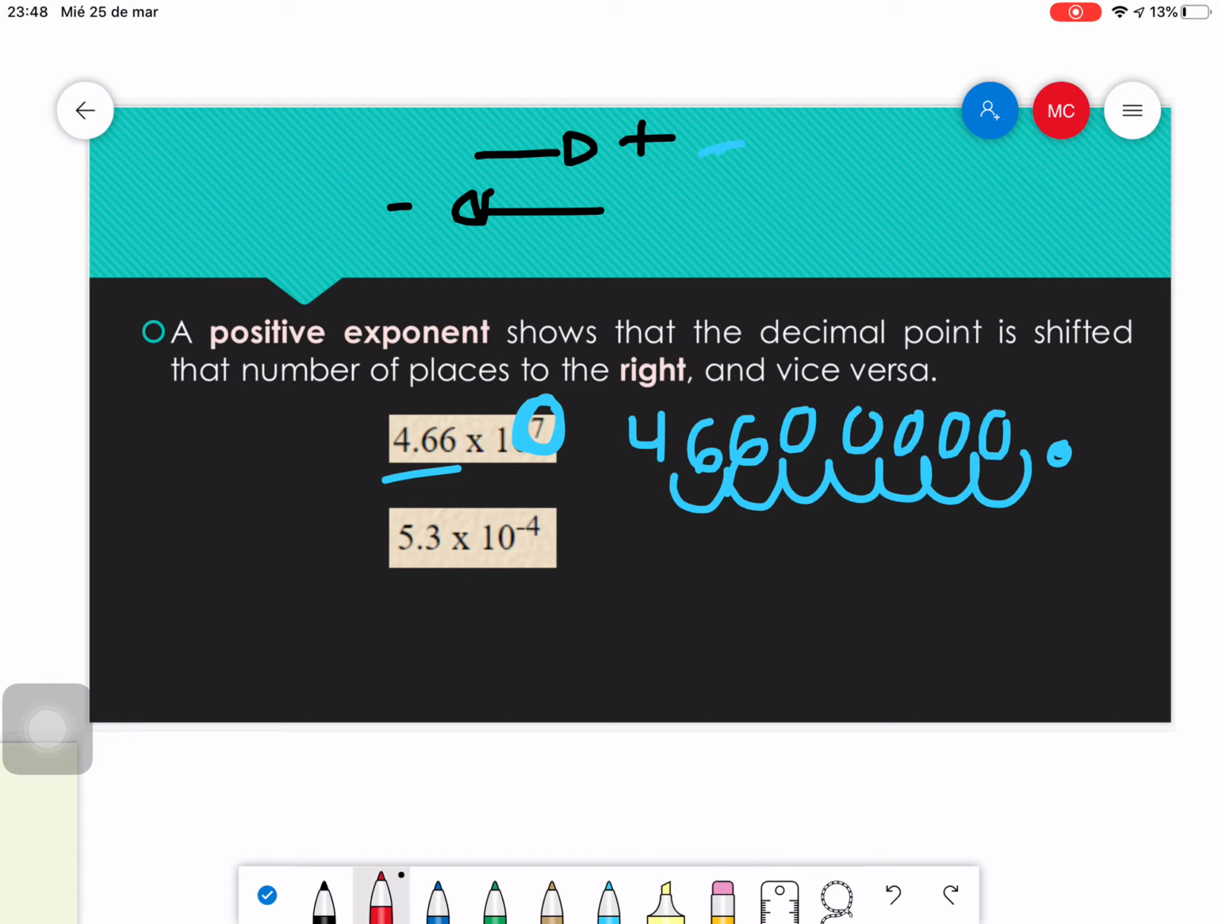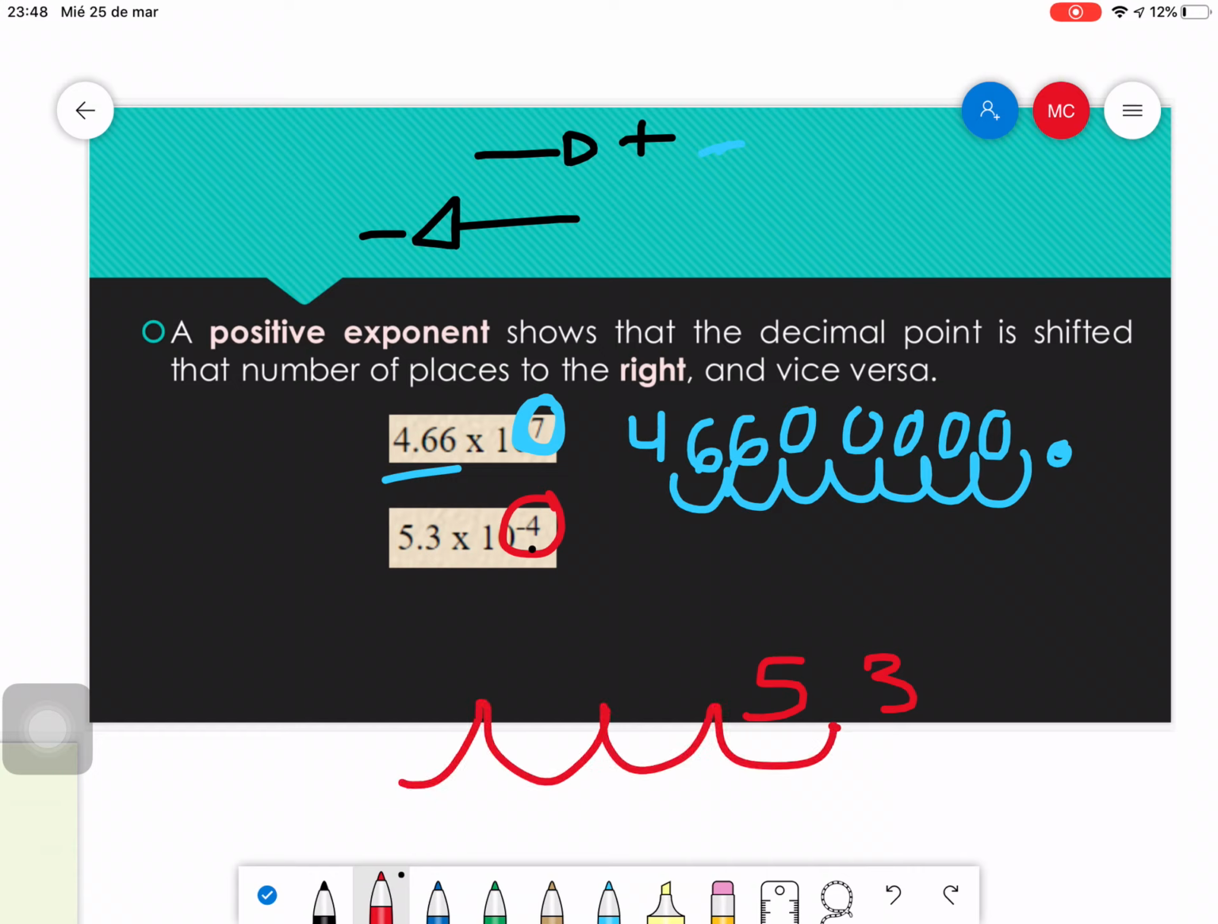Now, next one. I write the number 5.3 times 10 to the negative power 4. It's negative, so I move to the left. And how many times? I need to check that too. 4 times, because it is negative 4. So let's move it 4 times. 1, 2, 3, 4. Now the decimal point is here. Why? Because I moved the original point, which was here, into where it should be. I just fill the spaces with zeros and I am done. That will be the number written in standard form.